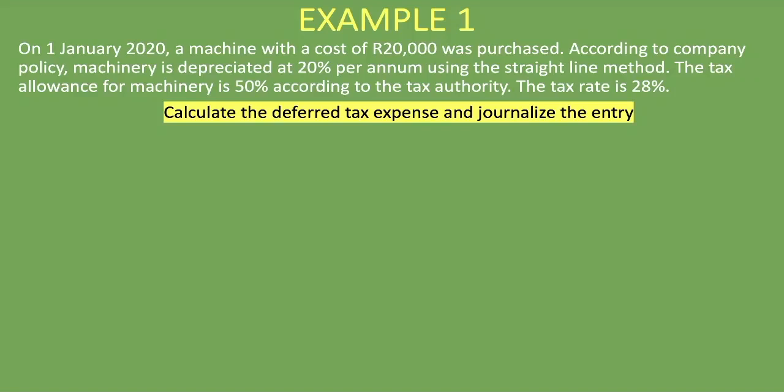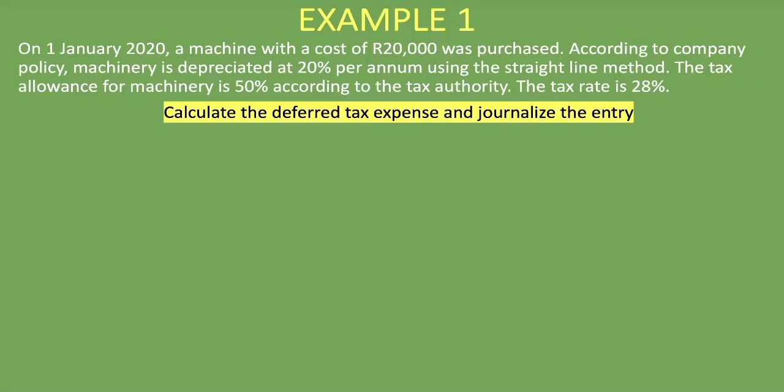We have to calculate the deferred tax expense and journalize the entry. Now, I can tell you it's going to be very easy for us to do this. I mean, this is as basic as it can get. So follow along well and try and understand it. First thing that you see there is, according to the company policy, the machinery is depreciated at 20% per annum using the straight line method. But according to the tax allowance, the machinery is depreciated at 50%. And the tax rate is 28%.